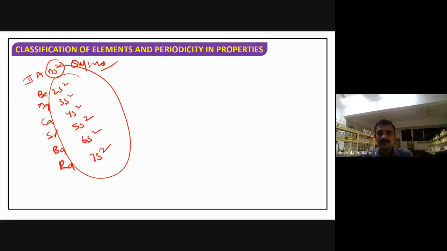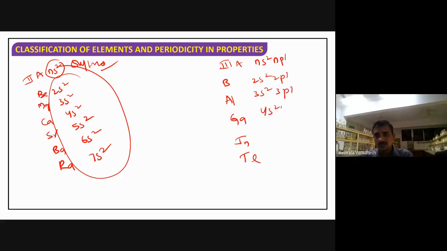For example, I will take third A group elements: boron, aluminium, gallium, indium, and thallium. In this case, how to make the electronic configuration? Third A will have ns2 np1. So we can write here 3s2 3p1 as the outermost shell, 4s2 4p1, 2s2 2p1, 3s2 3p1, 4s2 4p1, 5s2 5p1, and 6s2 6p1. In this way, we can make electronic configurations.